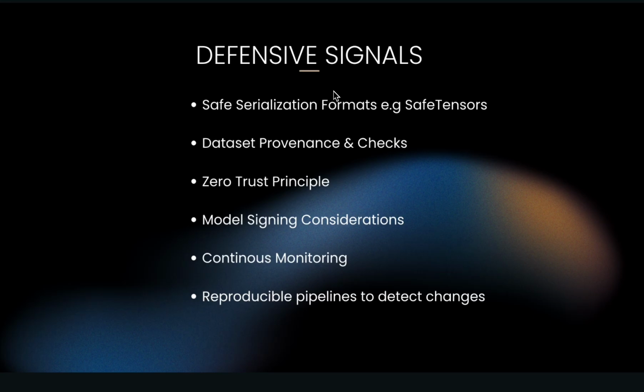Zero trust principle in terms of access and managing different parts of your system, considerations for model signing. Some models also use this. Continuous monitoring, ensuring that you have your flags in place to quickly detect funny behavior or anomalies. Reproducible pipeline to detect changes. This is to ensure you can catch or recreate the scenario, or in areas where this cannot be easily fixed, a rollback can be done.